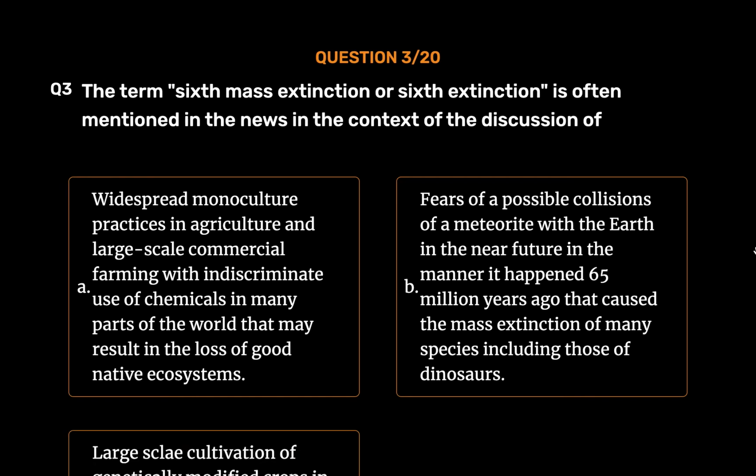Option C. Large-scale cultivation of genetically modified crops in many parts of the world and promoting their cultivation in other parts of the world which may cause the disappearance of good native crop plants and the loss of food biodiversity.